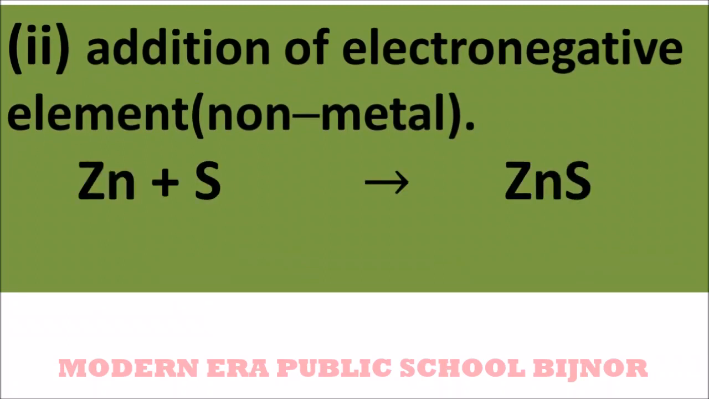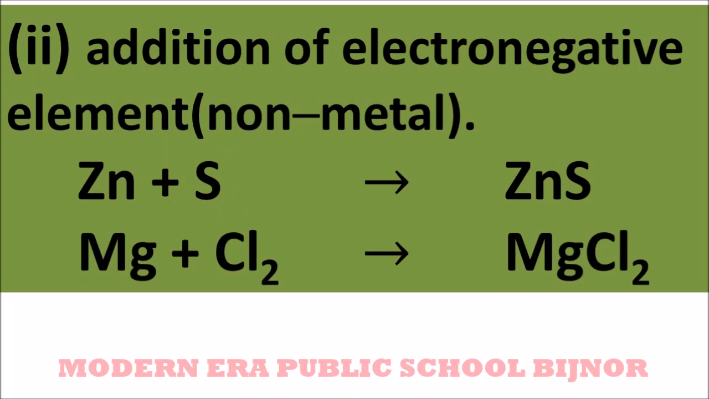Next is addition of an electronegative element, meaning a non-metal gained by a substance, which is oxidation. For example, zinc gains sulfur, an electronegative element, a non-metal, so this is also oxidation. Next, magnesium gains the non-metal chlorine and becomes magnesium chloride, so it is also oxidation, because zinc in the first example and magnesium in the second accept non-metals, so they come into the category of oxidation.